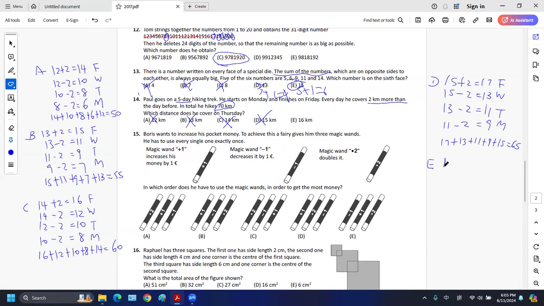E. 16 plus 2 is 18, which is Friday. 16 minus 2 is 14, Wednesday. 14 minus 2 is 12, Tuesday. 12 minus 2 is 10, Monday. 18 plus 16 plus 14 plus 12 plus 10 is 70. So E is the answer.